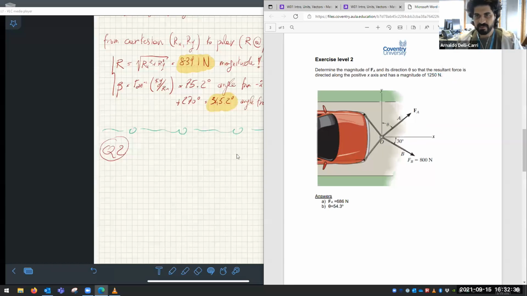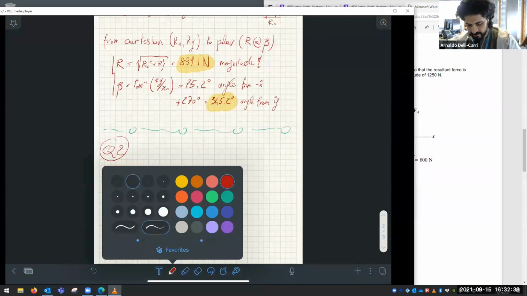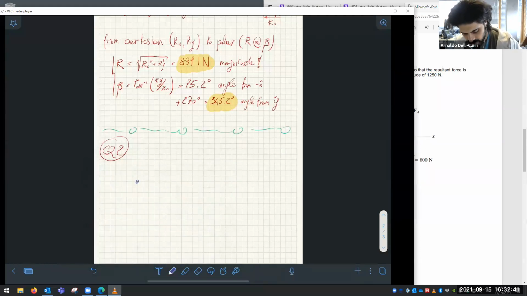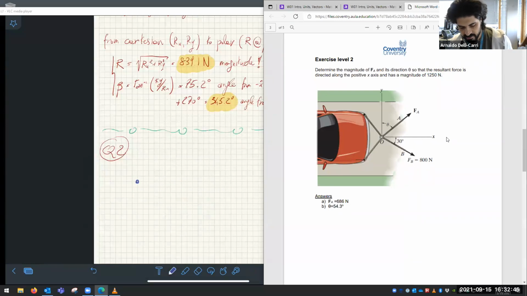So let me draw this on a paper. This is what we know. This is the center. We know this force is 800 newtons at 30 degrees.